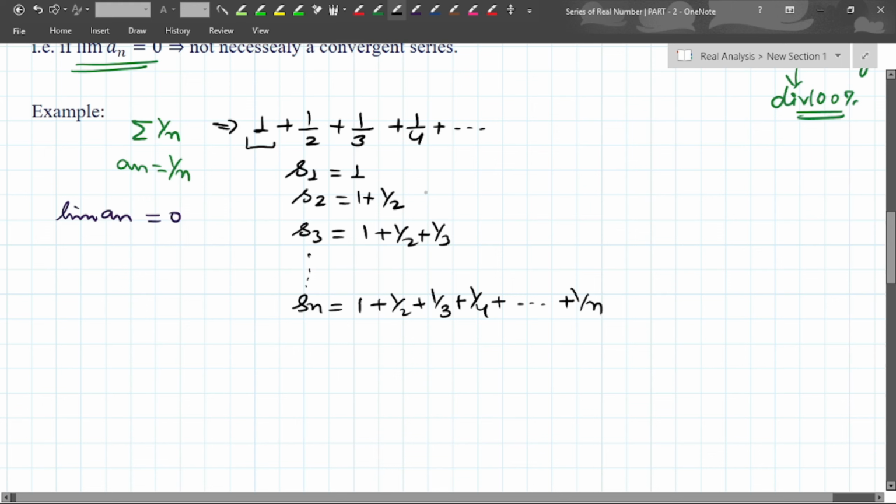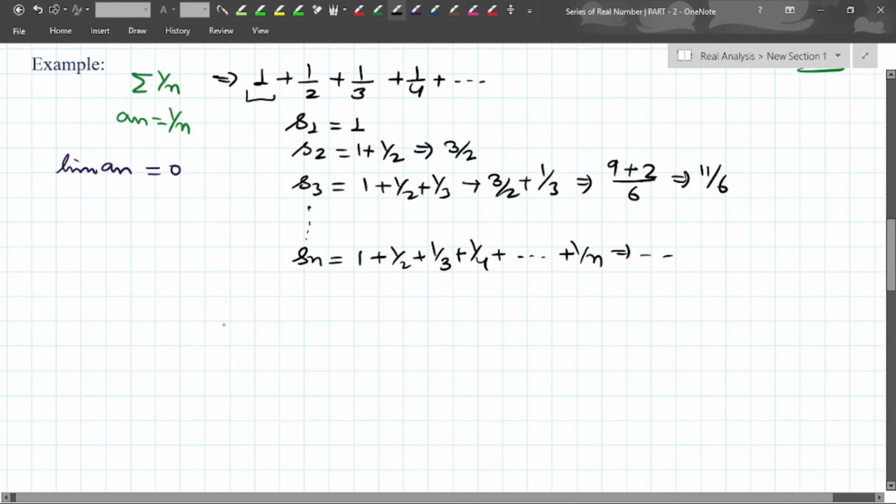So from here it is 3 by 2, and then 3 by 2 plus 1 by 3, which is 9 plus 2 over 6, it means 11 by 6. And it is going to be some quantity. So from here we can say it is 1.